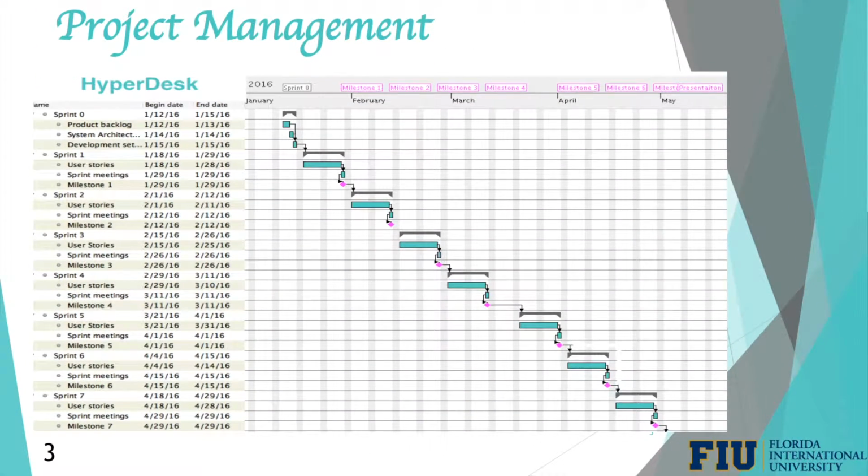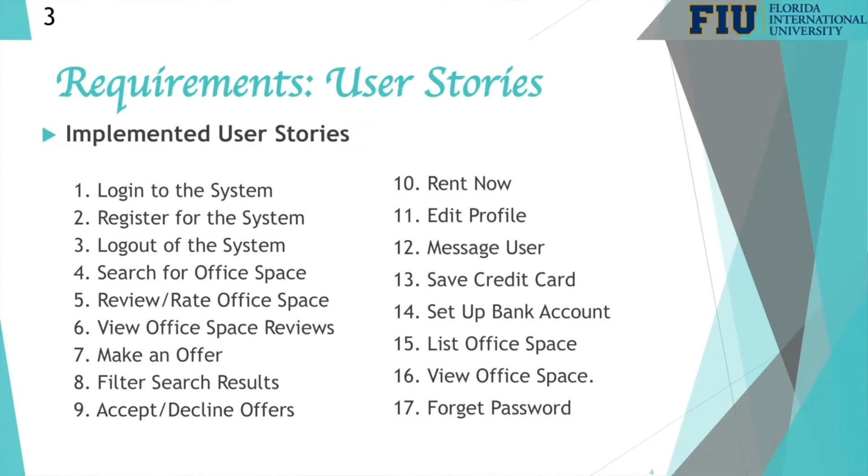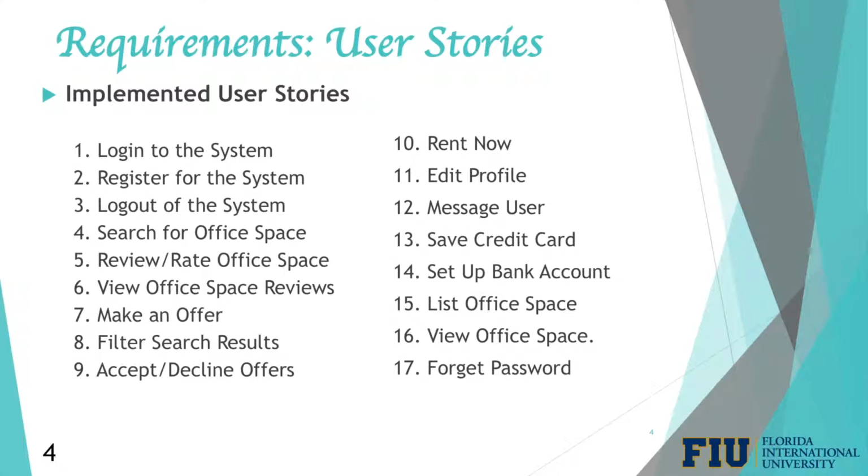So for our project management, we had a total of 7 sprints. We considered the ending of each sprint to be a milestone for us, and you can see here that one sprint cannot begin until the previous sprint has finished. So in the HyperDesk system, we implemented a total of 17 user stories. However, we still have some pending user stories that you can find in our final deliverable.